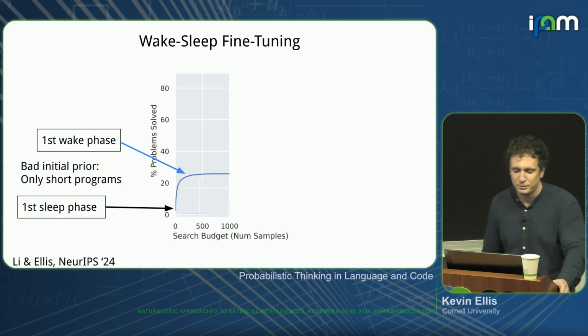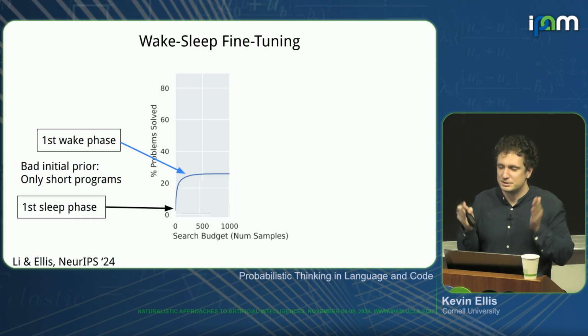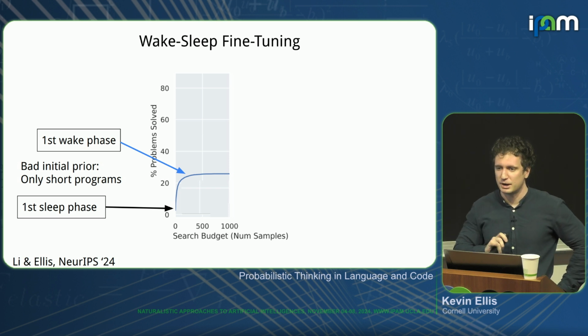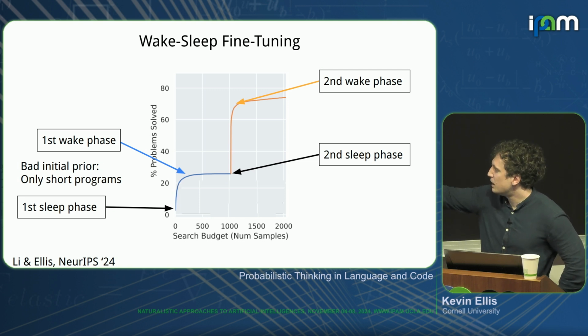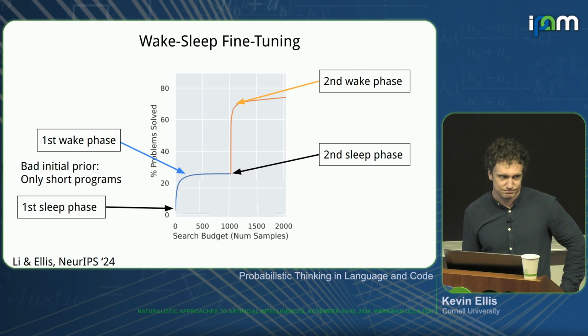So here in particular, we had a bad initial prior. It told the agent, the system, that you only have to deal with short programs, but the real world had long, complicated programs. But it was still able to solve a few hard problems. So then during a second sleep phase, after fine-tuning, it's much better at the problems it really cares about. Here the x-axis is the number of steps during waking. It's the number of samples or search steps we've taken. And the y-axis is the number of problems we solved.